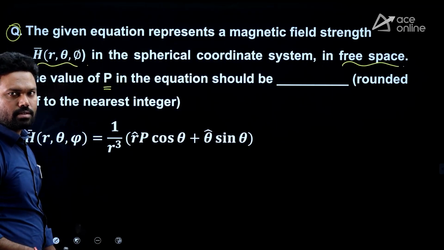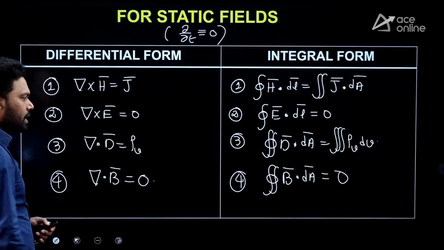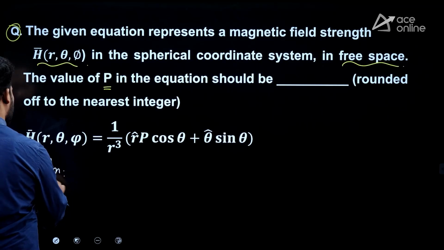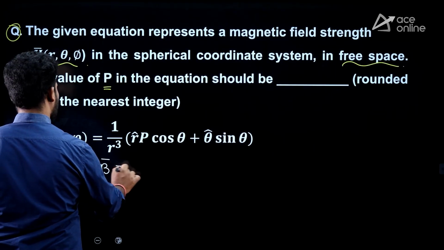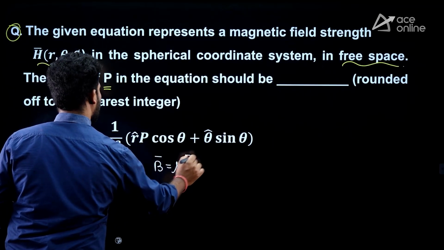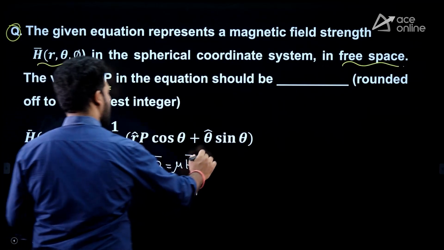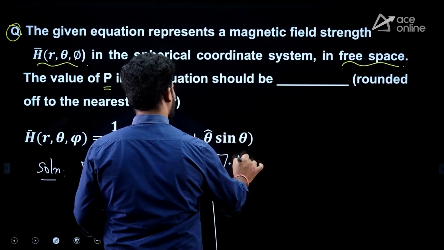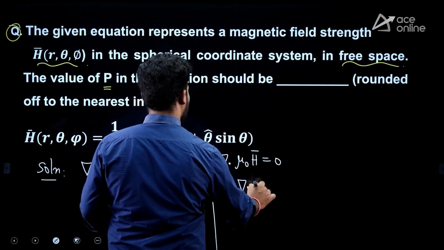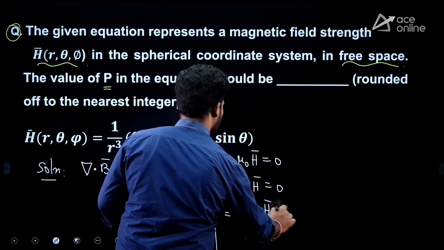So the H is given. What you know from Maxwell's equations is that divergence of B is equal to 0. You have to make use of this. It is satisfied for free space. Generally B is equal to mu into H, and for free space it is mu naught into H. You can substitute here: divergence of mu naught H is equal to 0. Mu naught is a constant, you can take it out. So mu naught into divergence of H is equal to 0, and here divergence of H is equal to 0.